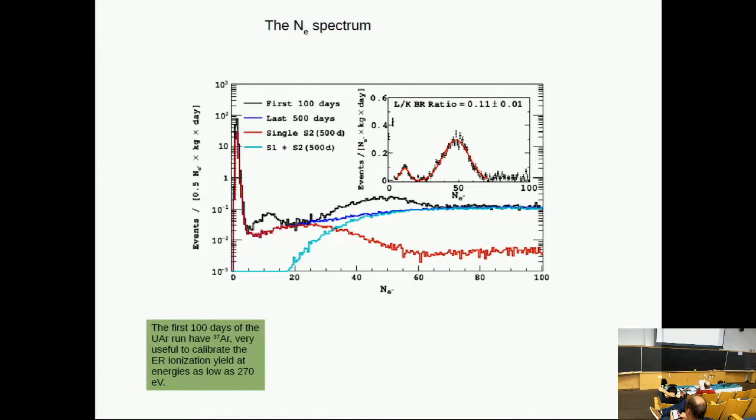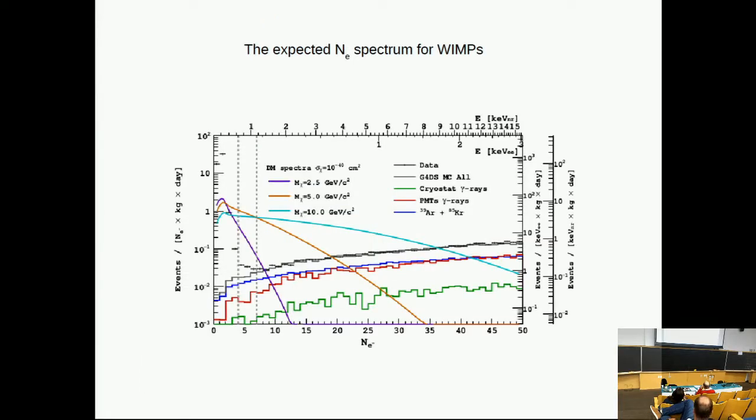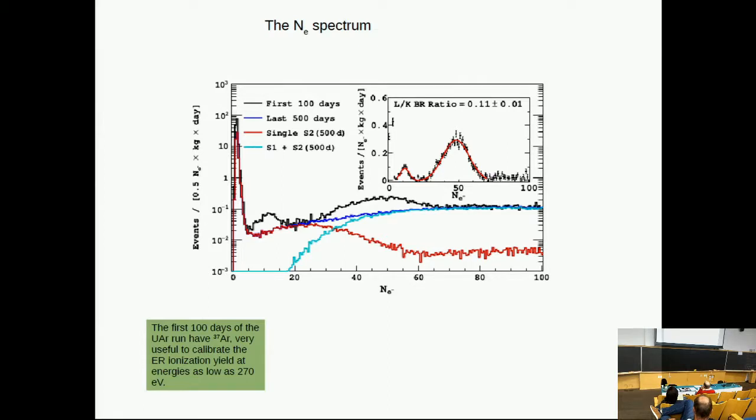The next thing I want to show is the NE spectrum. This is the spectrum in events per kilogram per day per keV versus NE, no? Here two curves are shown. One is the dark blue, which corresponds to the overall spectrum. The red corresponds to the single S2-only events, and then you have the light blue, which is S1 plus S2 events. As you can see, there are two clear peaks here. These two clear peaks correspond to argon-37, produced during the flight when we shipped the underground argon by plane. You can see the argon-37, basically the L to K ratio of the electron captures is well reproduced, and you can see a clear signal at about 10 electrons. But of course, for searches we don't use this data set, we use just the last 500 days, no?